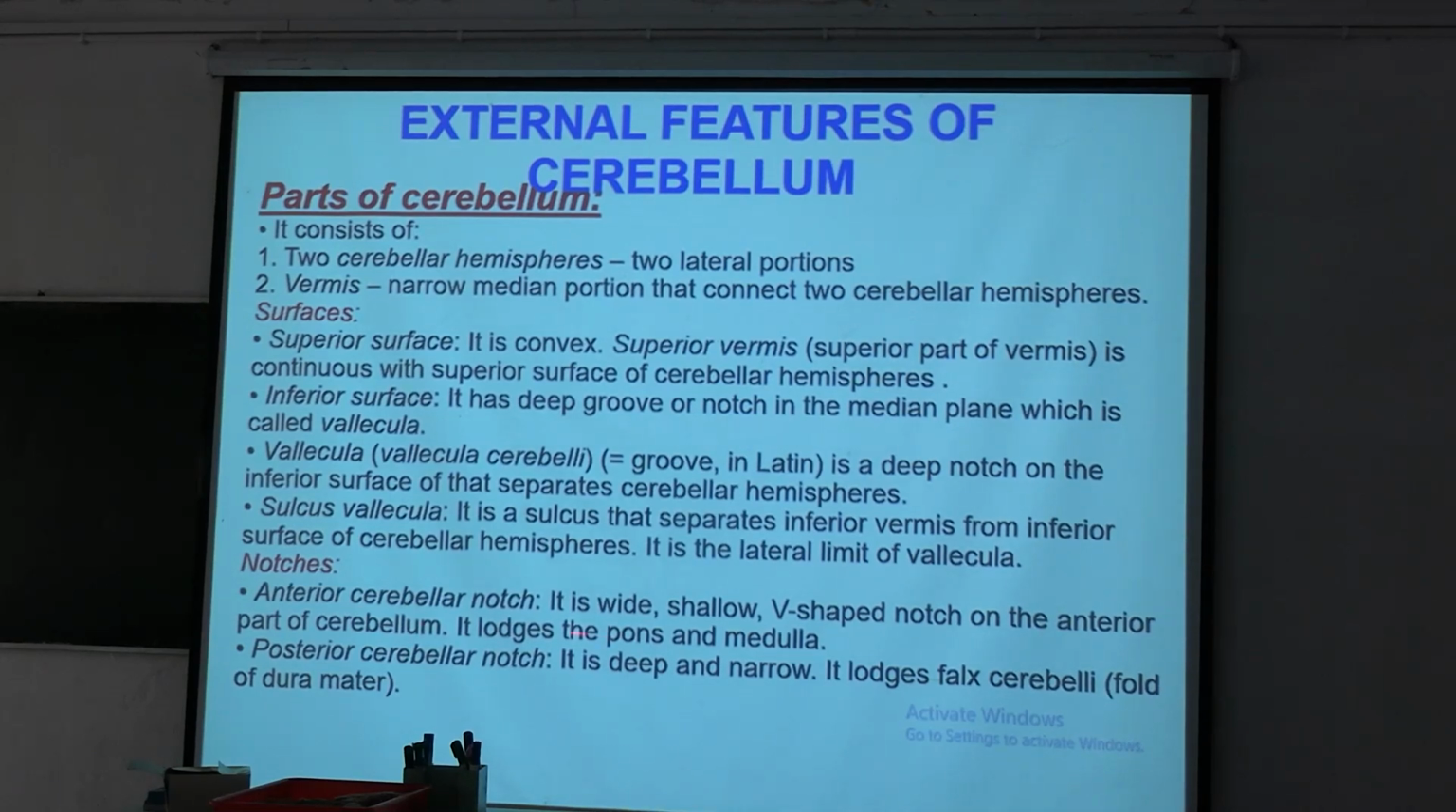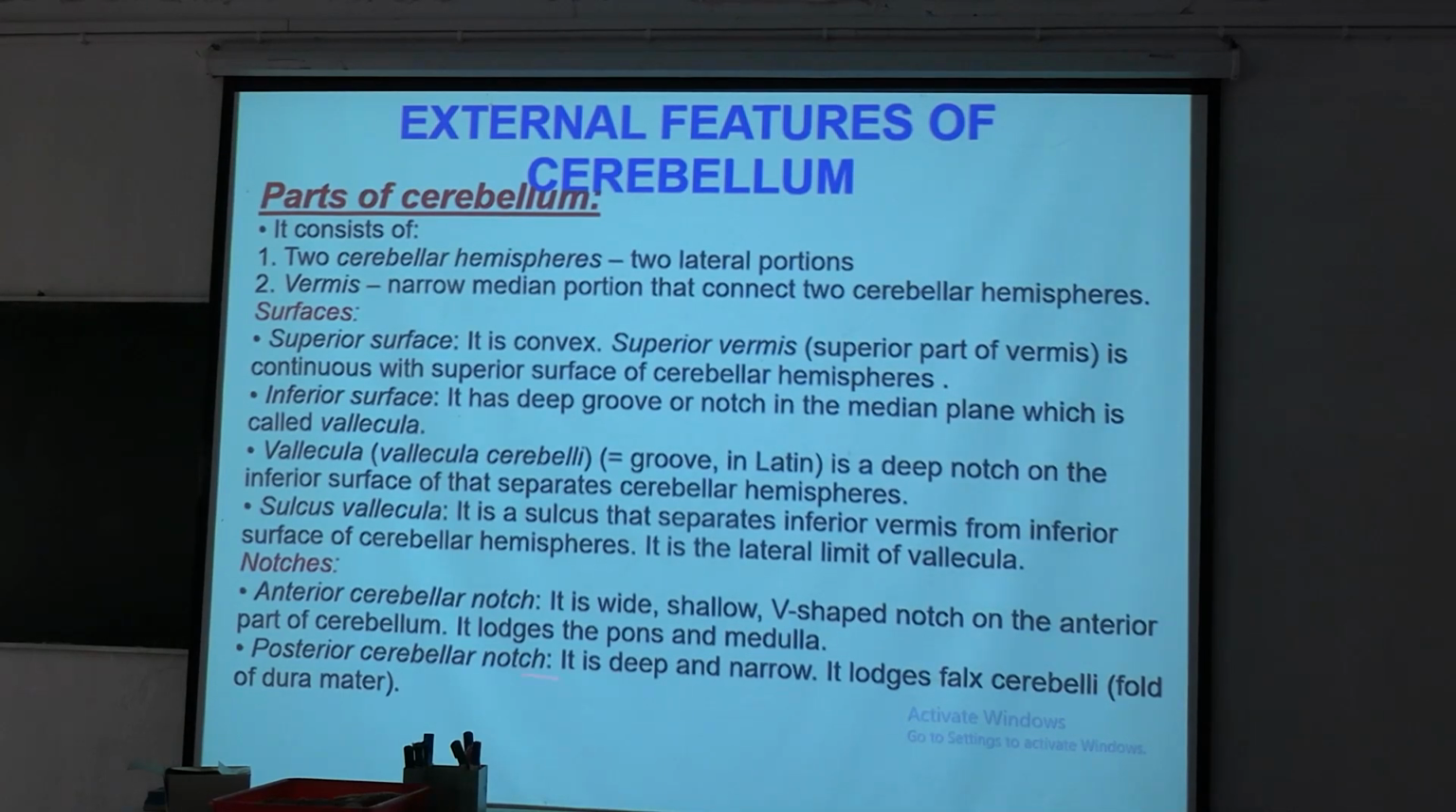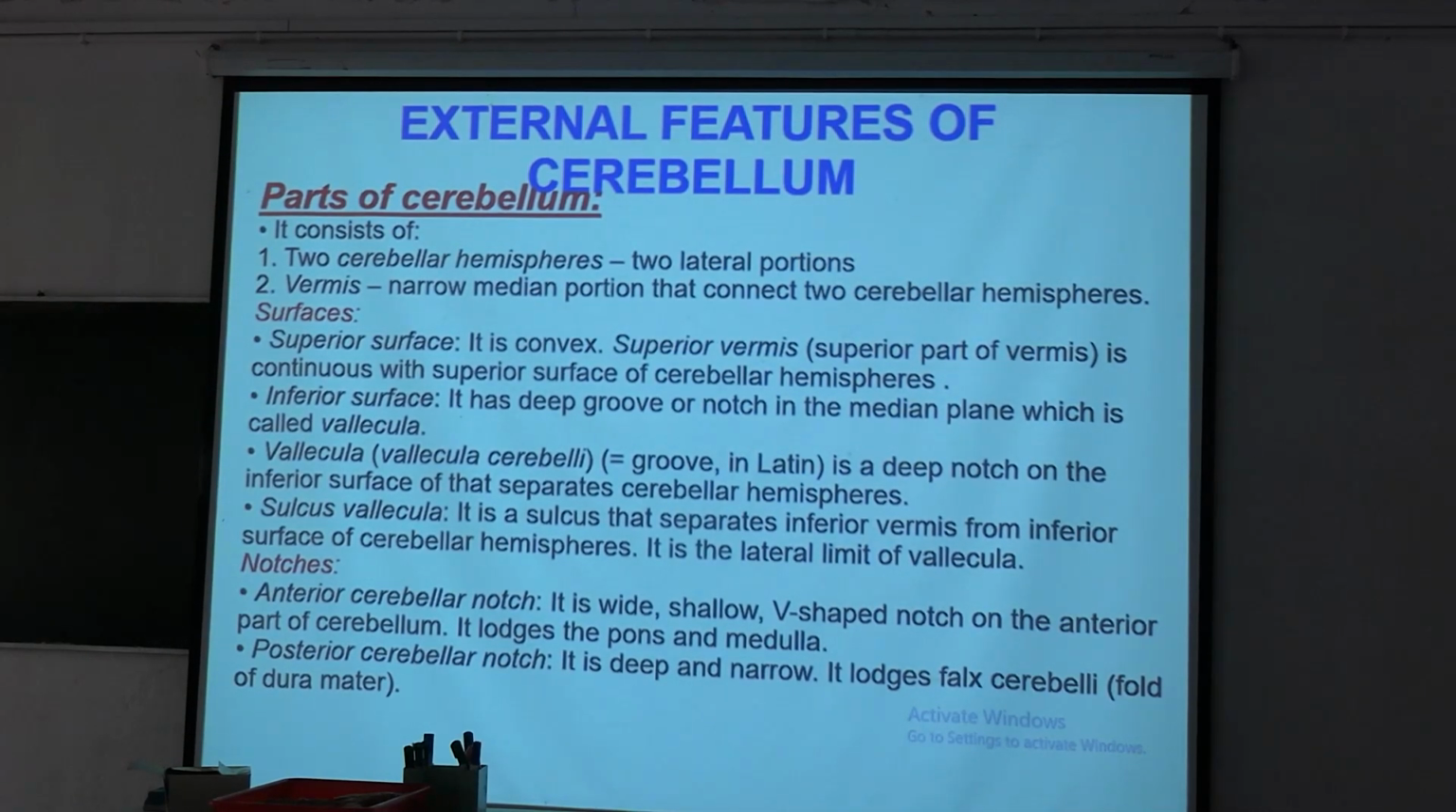Next, there are notches. Anterior cerebellar notch is a wide, shallow, V-shaped notch on the anterior part of cerebellum, lodges the pons and medulla. And posterior cerebellar notch is deep and narrow, lodges the falx cerebelli, which is a fold of dura mater.